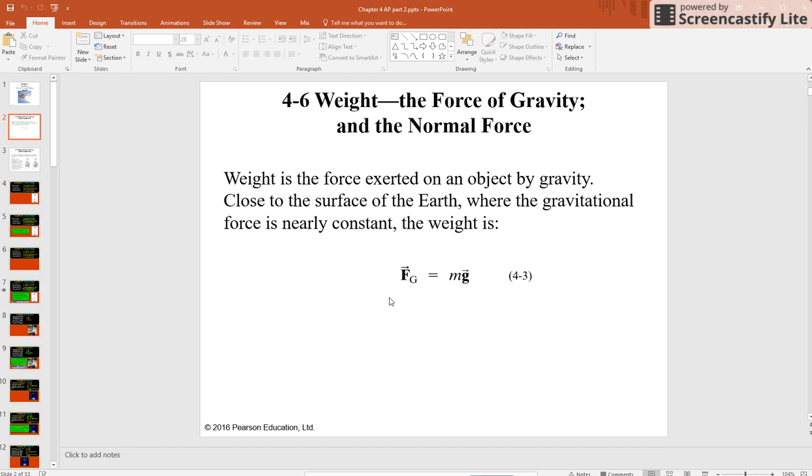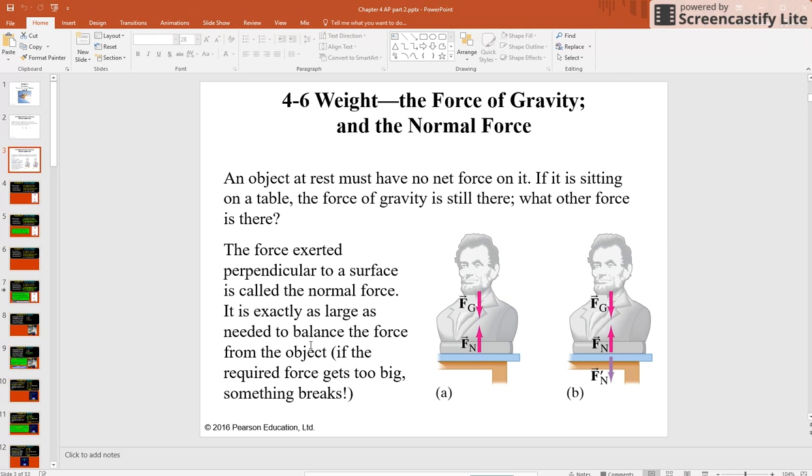So pull of gravity of the Earth on another body is equal to that other body's mass times that constant acceleration of gravity near the surface of the Earth of approximately 9.8 meters per second squared. So we're going to use that equation to switch between mass and pull of gravity, and then we'll use that to talk about the normal force on an object.